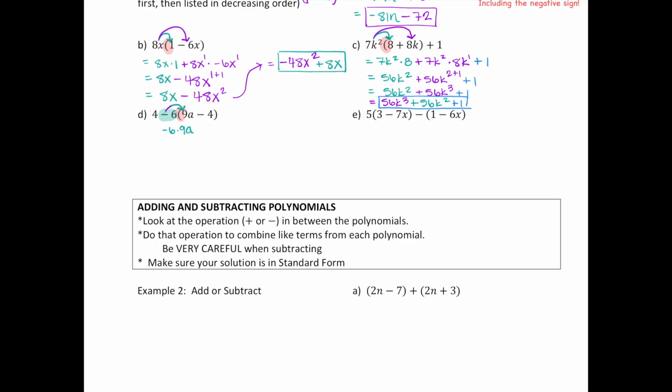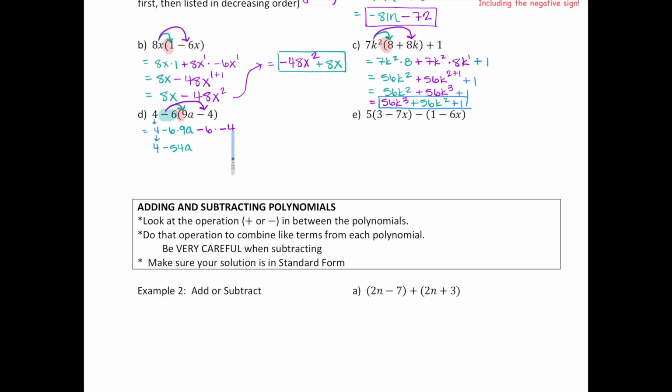And then negative 6 times, so it's a negative 6, and we're multiplying it by that negative 4. And then don't forget this 4 that's at the very front. And now with order of operations, remember we have to multiply first. So multiply the negative 6 and the 9a together. Negative 6 times 9a is negative 54a. And then don't forget to bring down that 4 as well.